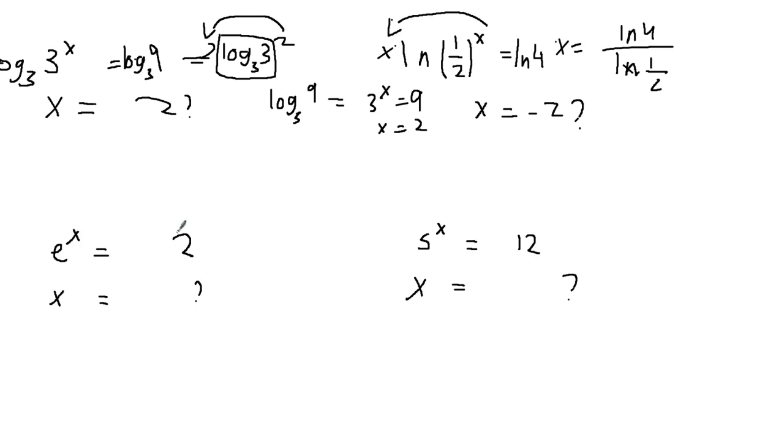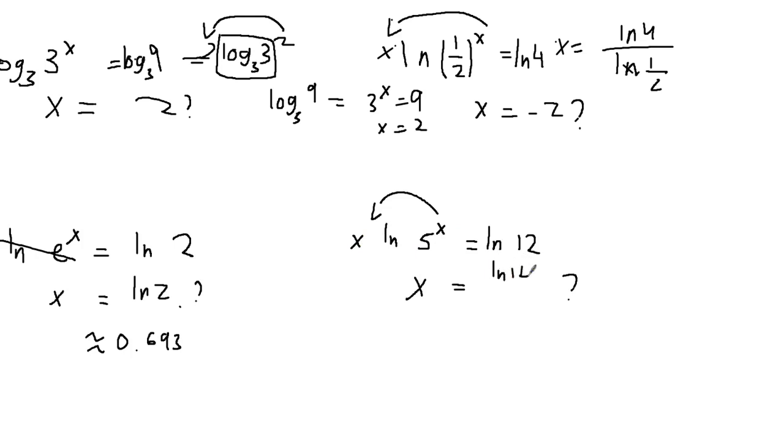e to the x equals 2. What's x? Well, take ln of both sides. ln is the canceller of e. ln cancels e, right? So e and ln is just gone. So x is equal to ln 2, which is roughly 0.693. 5 to the x is equal to 12. What do we do? You can take ln of both sides again. x goes in front because of a property I'll tell you later. Divide by ln 5. You'll have x is equal to ln 12 over ln 5. And that's our answer.